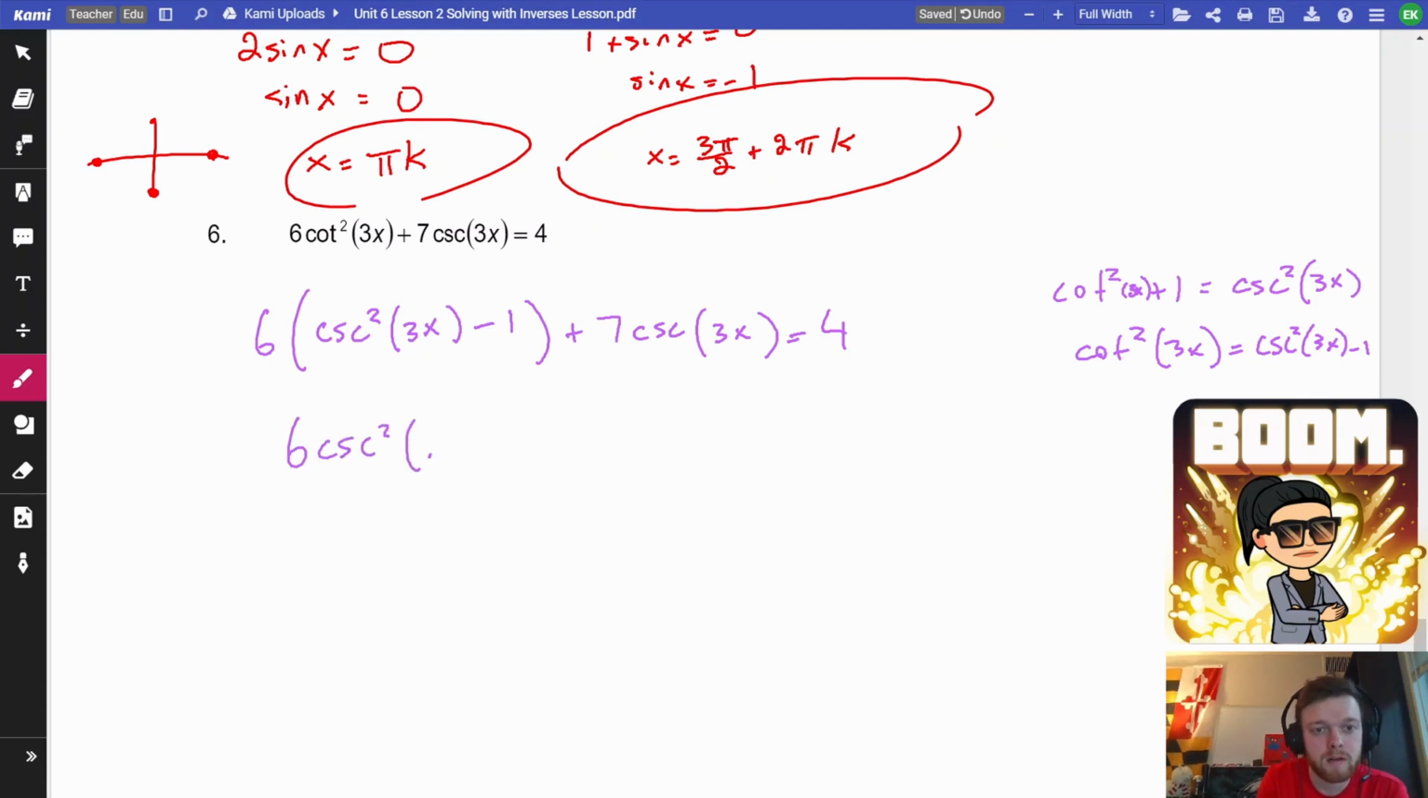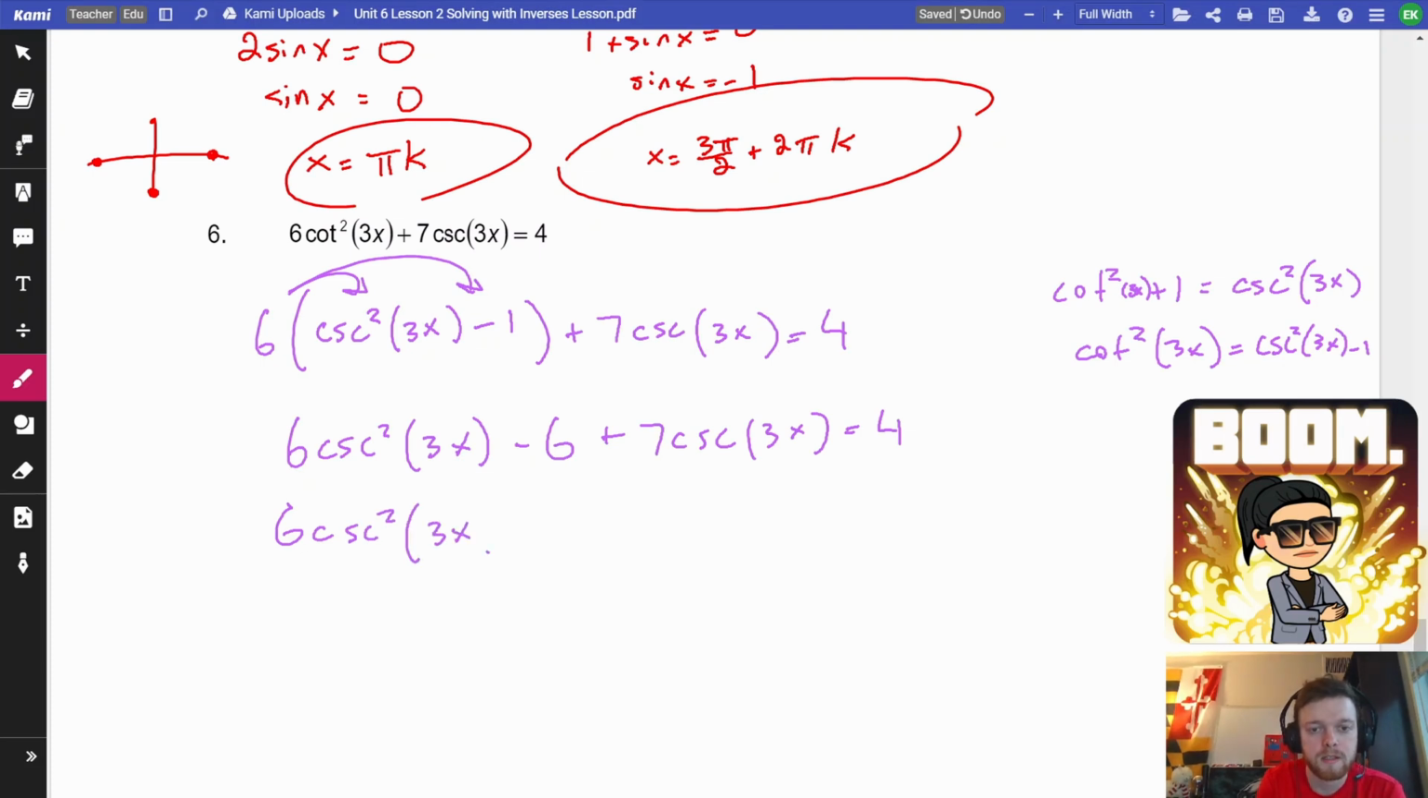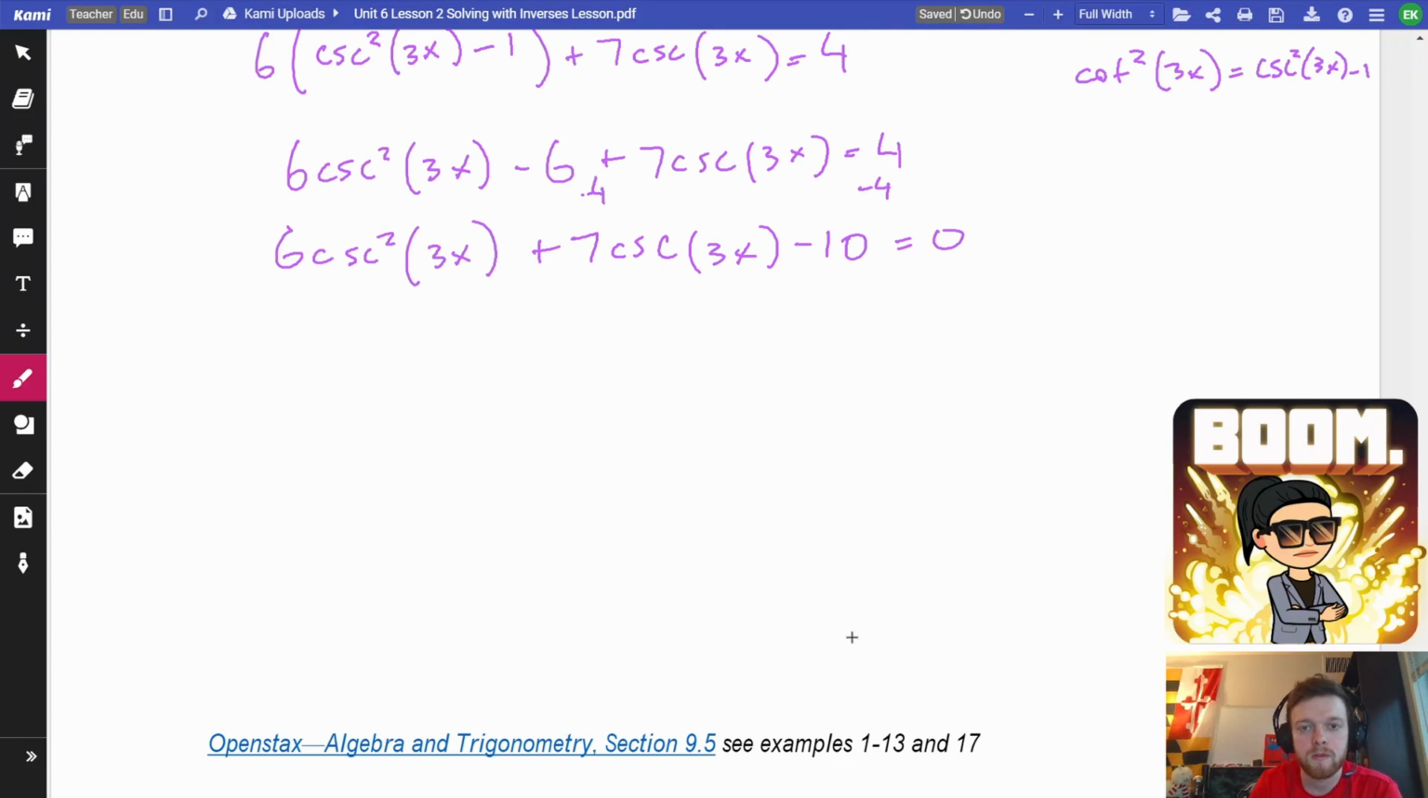6 cosecant squared 3x minus 6, we're distributing, plus 7 cosecant 3x equals 4. Let's subtract that 4. We're going to get 6 cosecant squared 3x plus 7 cosecant 3x is equal to, oh no, sorry, not equal to. We're going to subtract 4 on both sides. Minus 10 is equal to 0. Let me scroll down a little bit, give myself some more room. Hopefully, this is enough room.